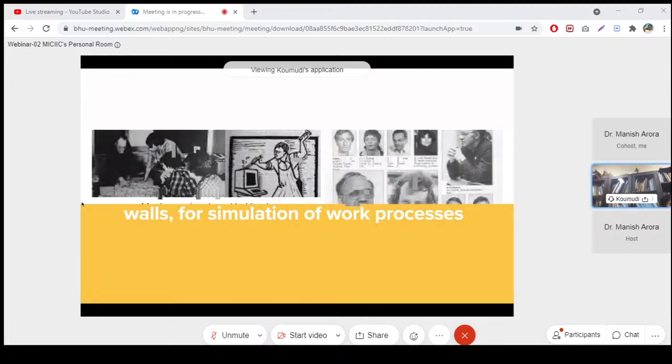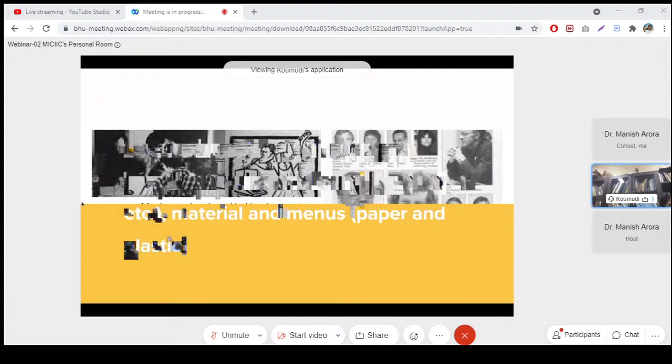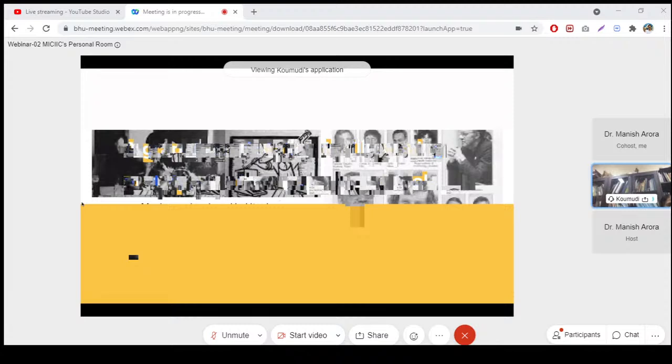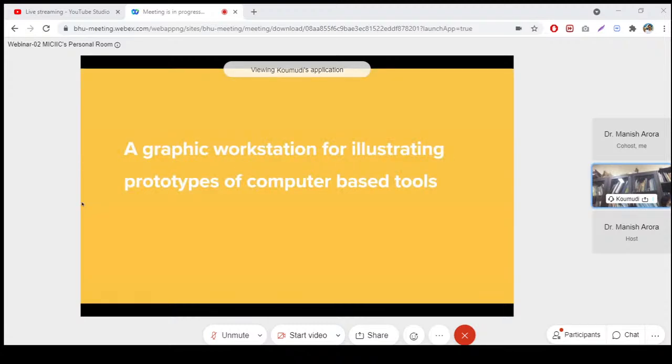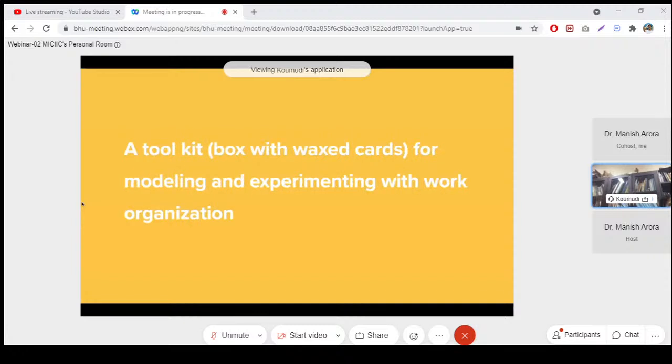Color slide mock-ups with picture sequences that were also pasted on the walls for simulation of work process. Low-tech mock-ups of equipment, material, and menus. A graphic workstation for illustrating prototypes of computer-based tools. A toolkit for modeling and experimenting with work organization.